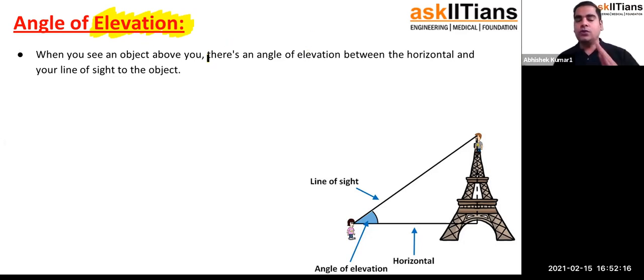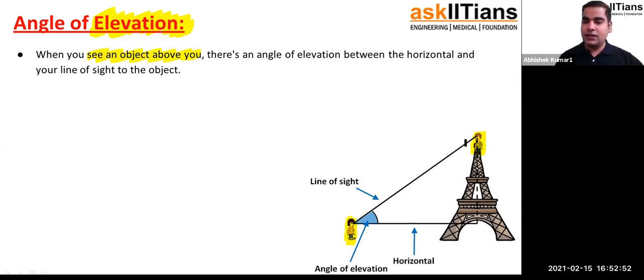Let us quickly go through the statement, and then I will tell you the meaning of that in this figure as well. It says, when you see an object above you, what's the meaning of this? Let's say this is your position. You are seeing an object above you, and there is a boy who is standing at the top of this tower. And this girl standing here at the base observes this boy who is standing on the top of the tower.